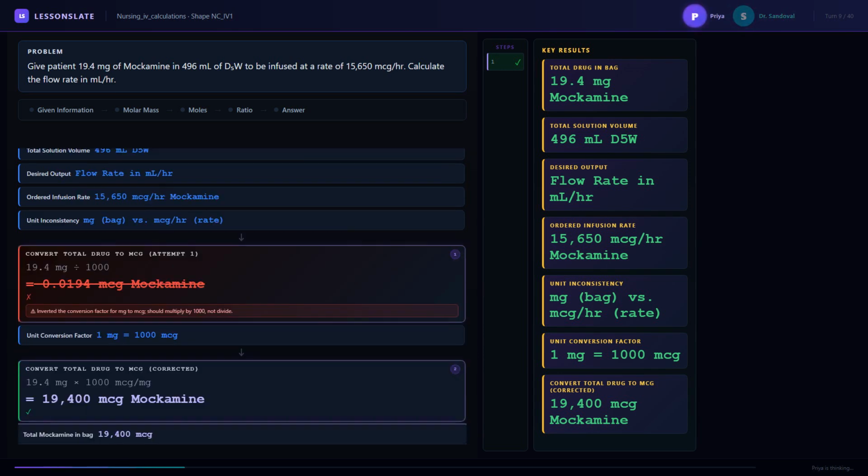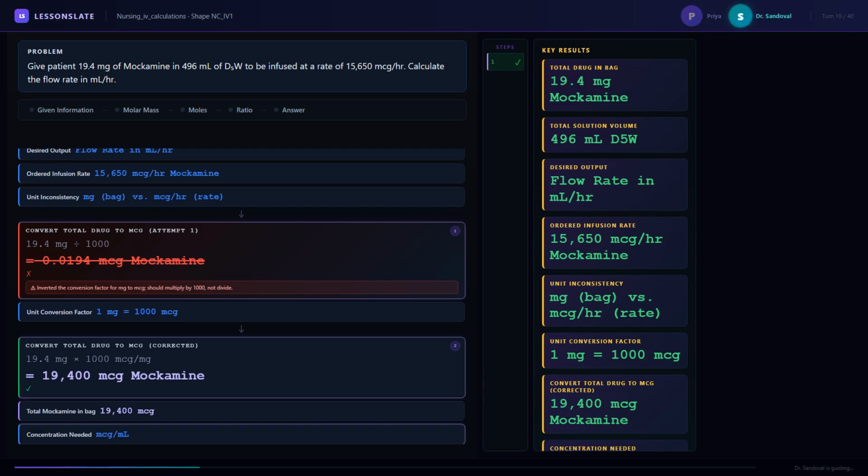Okay, so now that I have the total amount of Mockamine in micrograms and the total volume of the D5W, I think the next step would be to figure out the concentration of the drug in the solution. I need to know how many micrograms are in each milliliter, right?